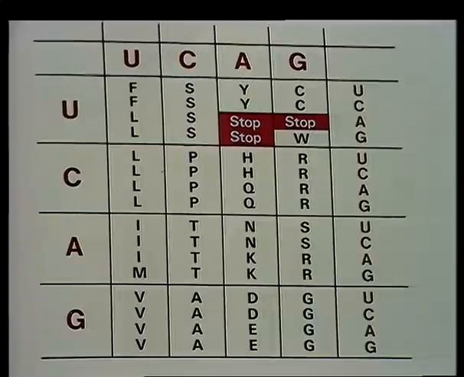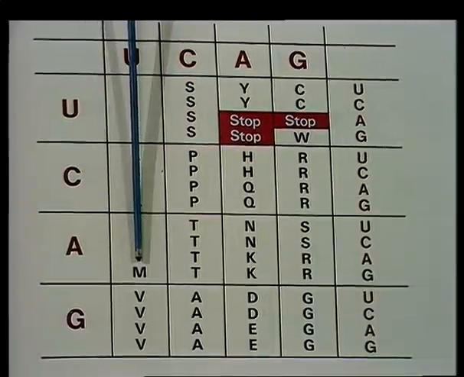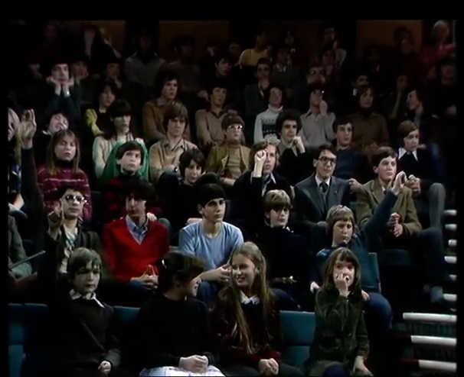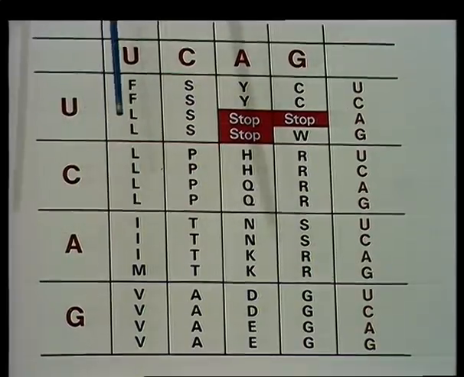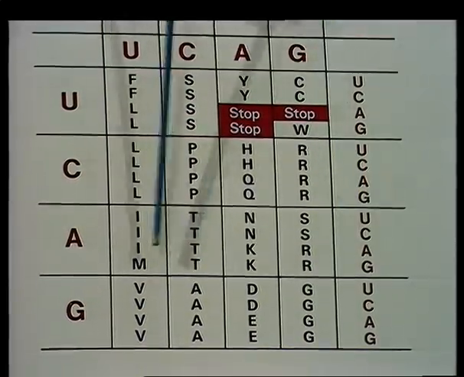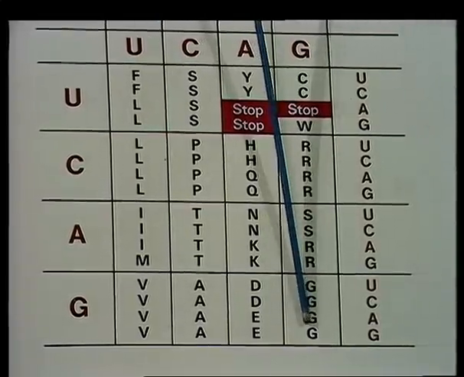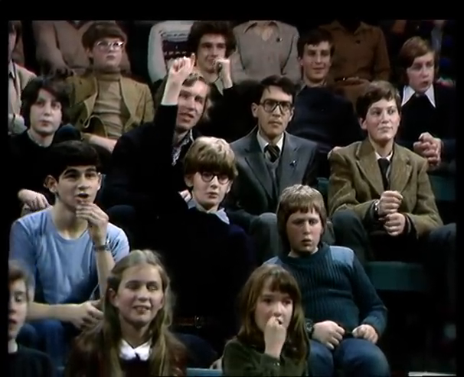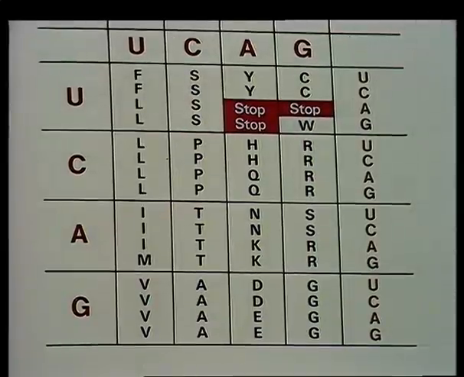Now, let me see what you could do. What about M? Can anybody tell me what the code is for M? Right? AUG. AUG, that's right. What about G down at the bottom there? Right? GGG. G, G, G. Splendid. So that's how the code works.